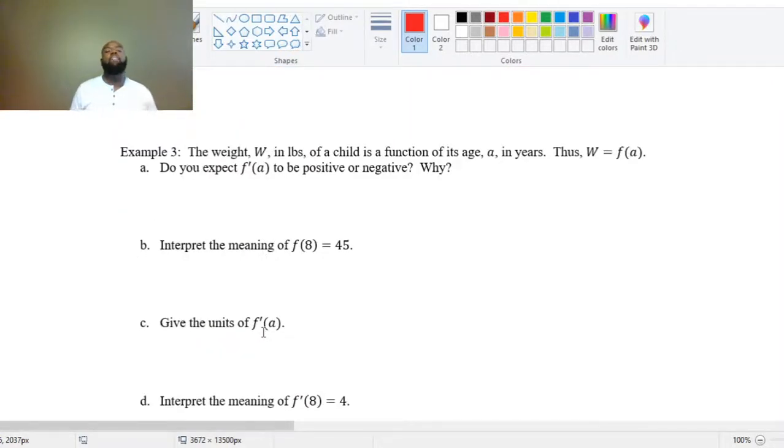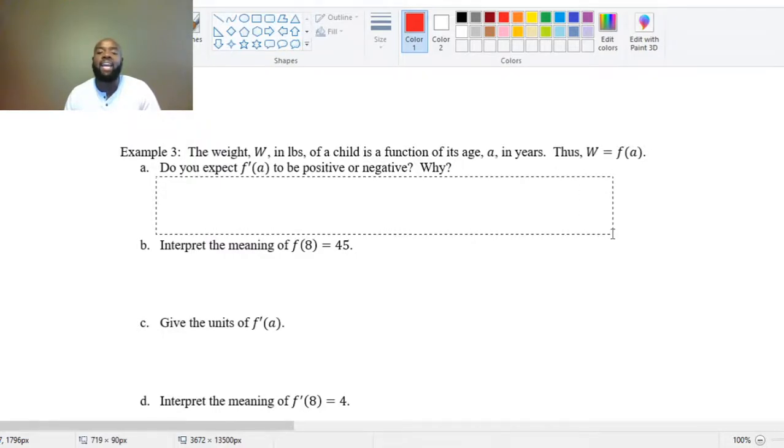Last but not least, we have the weight W in pounds of a child is a function of its age, which is given by the variable A, and that's going to be in years. So we have the function W equals f of A. Part A, do you expect f prime of A to be positive or negative? And you want to explain why.